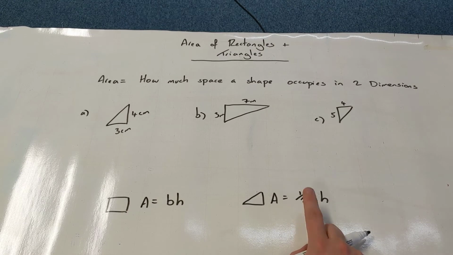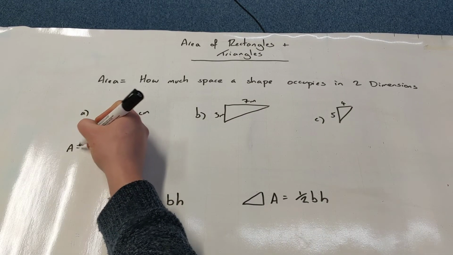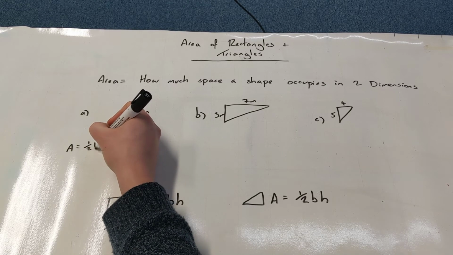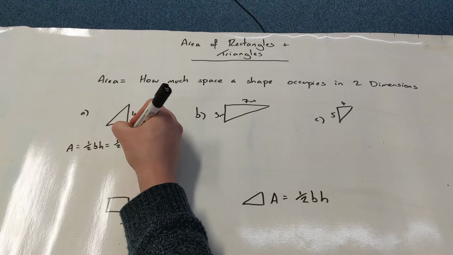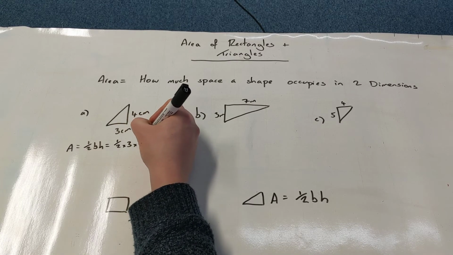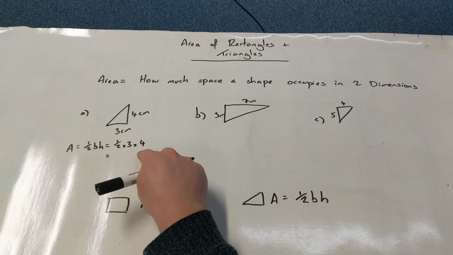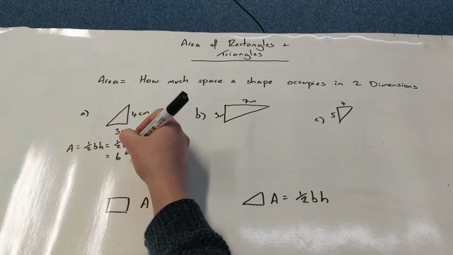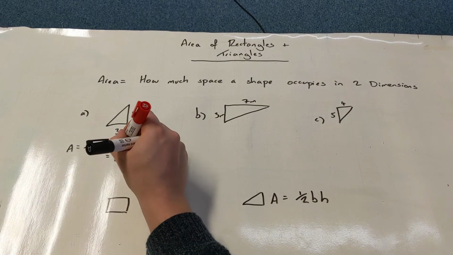It's a half times the base times the height. So the area equals a half base times height. So that equals a half times 3 times 4. So 3 times 4 is 12. Half of that is 6. So it's 6 centimetres squared.